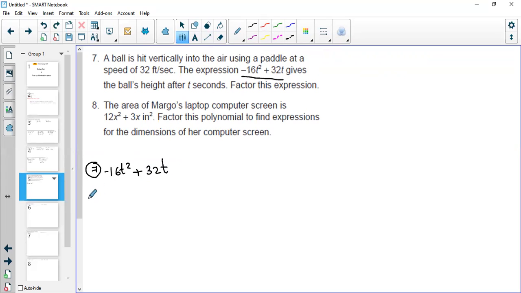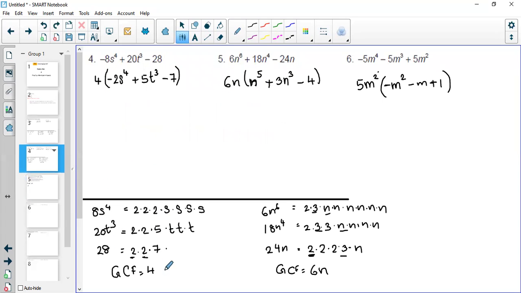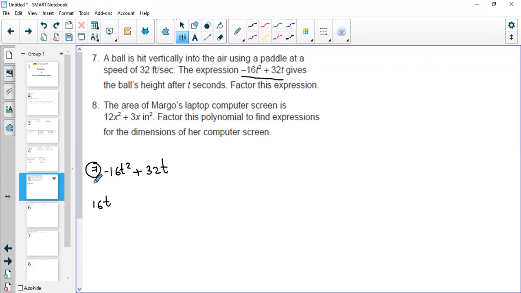So the GCF for these two is going to be 16t. If you ask how you have to find it, definitely if you cannot do it mentally, you have to follow the same method of factorizing here. But then you will definitely get the GCF as 16t. Okay, then again, here I will be left with negative t plus 2. So this is the factorization for question number 7. See, it's easy. Once you find the GCF, it's easy for you to factorize it.